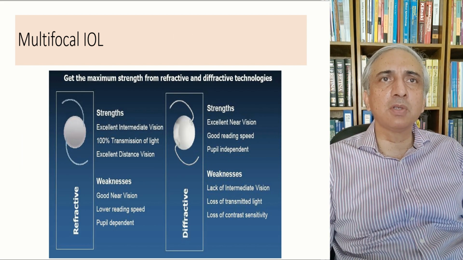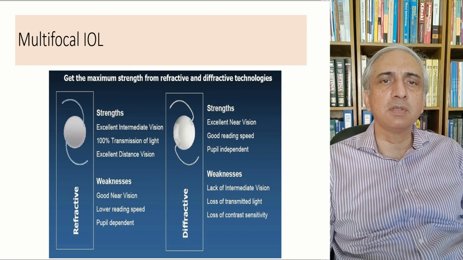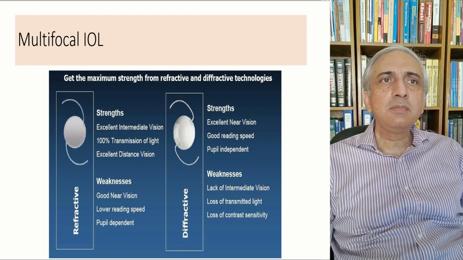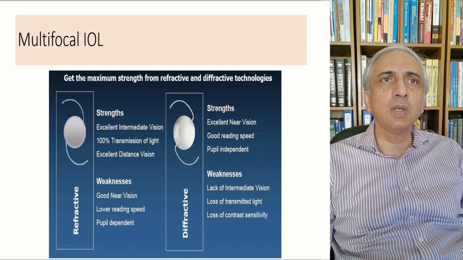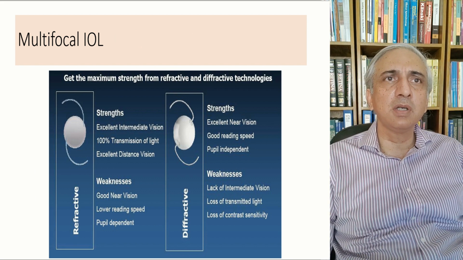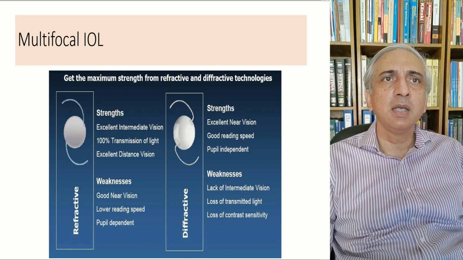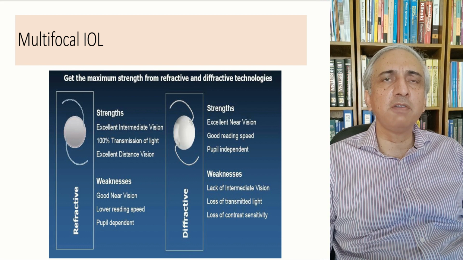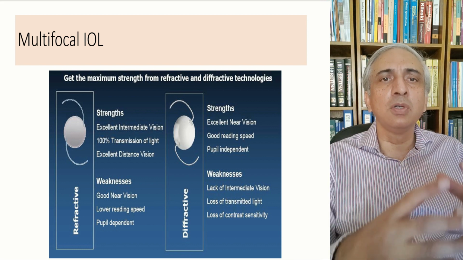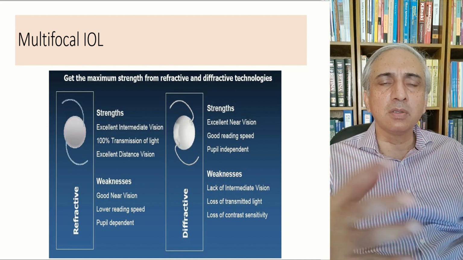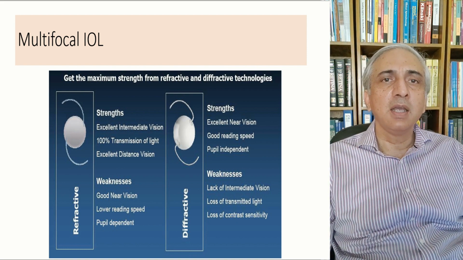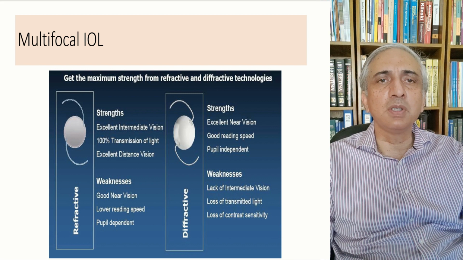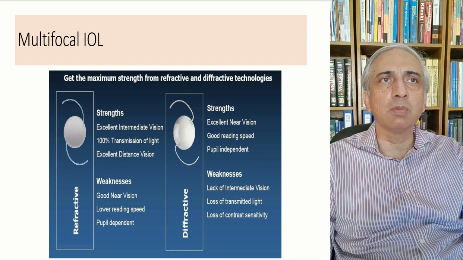You get the maximum strength from refractive and diffractive technologies. The strengths of a refractive IOL are excellent intermediate vision, 100% transmission of light, and excellent distance vision, while the strengths of a diffractive IOL are excellent near vision, good reading speed, and pupil independence. So you need to see how the patient does his day-to-day activities, and then you can decide which type of IOL would be most suitable for him.